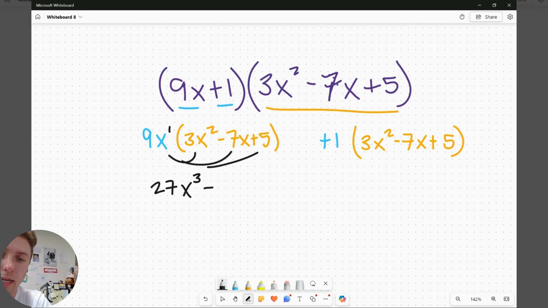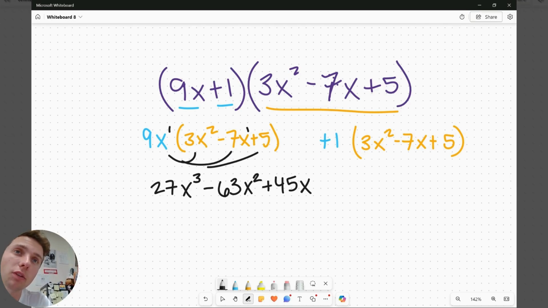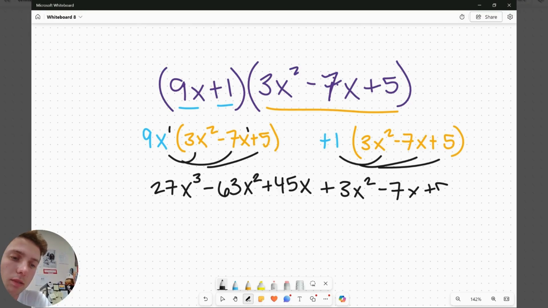Distribute again. 9 times negative 7 is negative 63. X times x, add your exponents. 9 times 5 is 45. Again, a lot of people forget the x on this problem here, but we have 9x times 5, so make sure that x goes with. You don't technically need the exponent of 1, but feel free to include it if you'd like. Take the 1, distribute, go through that exact same process. 1 times 3x squared, 1 times negative 7x, and 1 times 5.